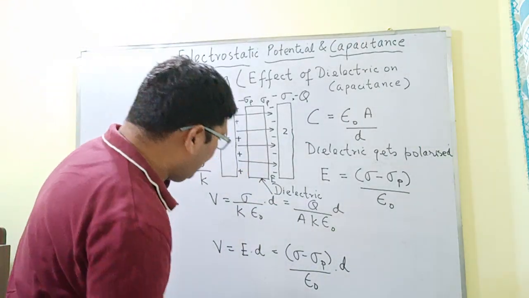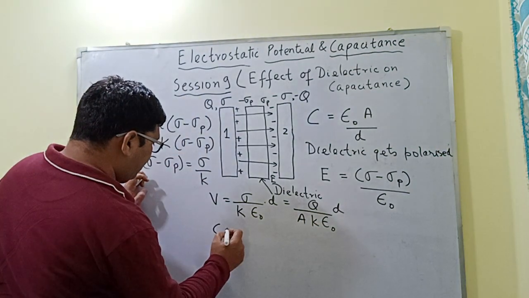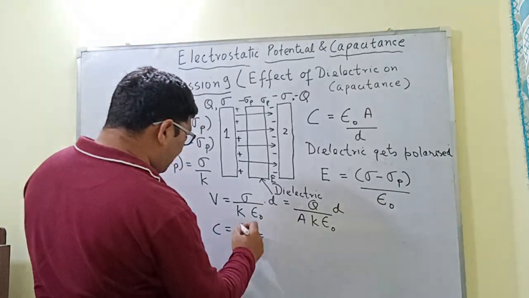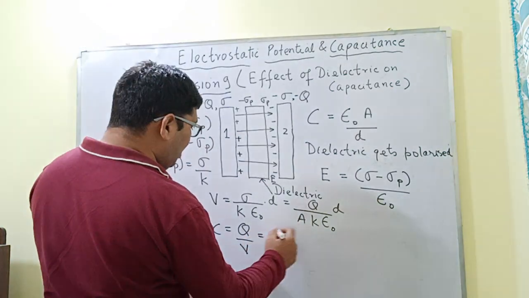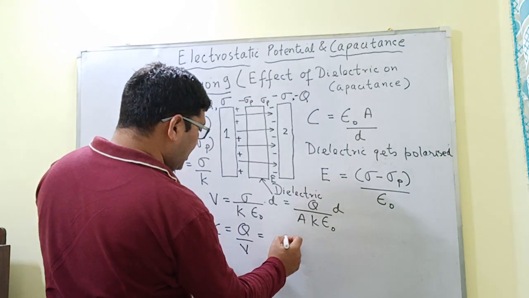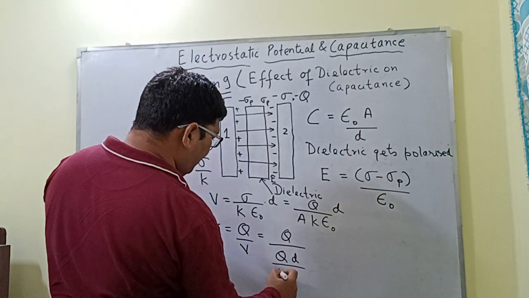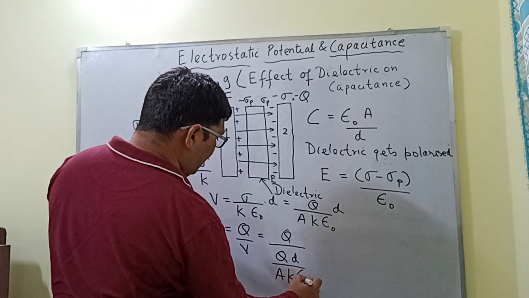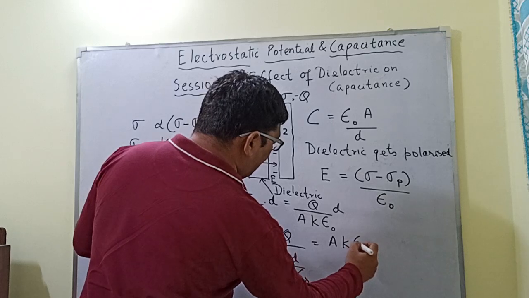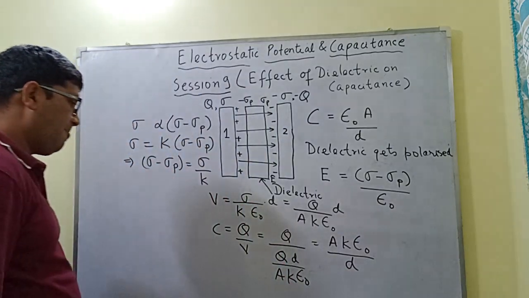Now the capacitance C is equal to Q upon V, so it will be equal to Q divided by this term. Finally, what we get is Q divided by Q d over A k epsilon naught, or you can write it as A k epsilon naught divided by d, as Q and Q will cancel.